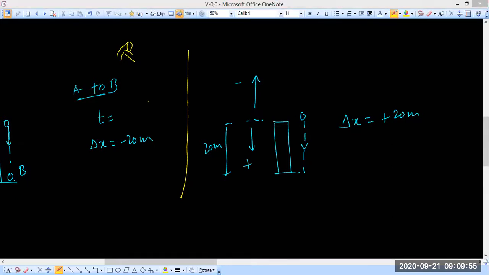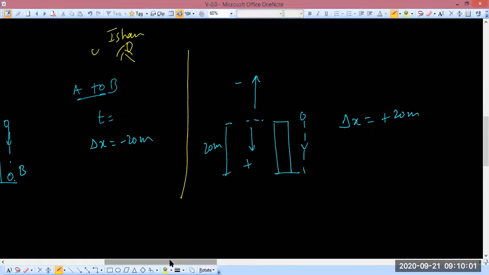So I'm going to do it like this. I'm on this side. Again, both are equally easy. Let me tell you, both are equally easy.